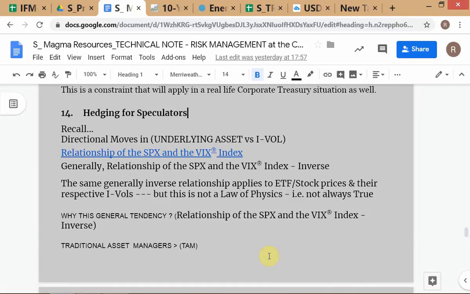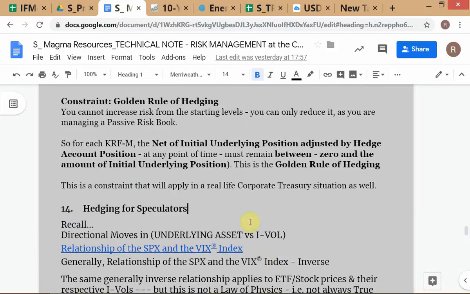The point is that this framework that you have understood now, this concept of underlying position plus hedge position, these two positions, and the idea that the hedge position offsets the underlying position. Is this clear? This is the central idea of hedging, and the reason you can't go beyond these limits of zero and the initial underlying position is because the objective of hedging is to reduce risk.